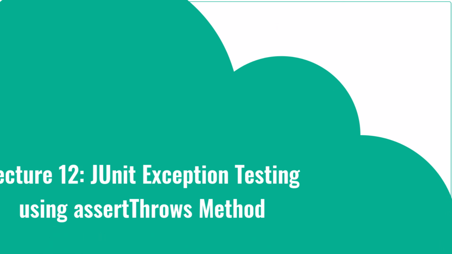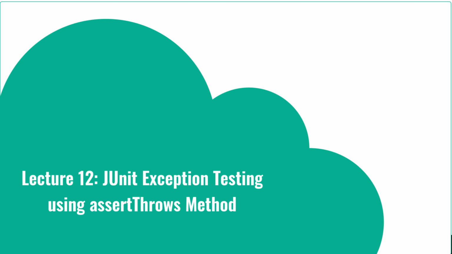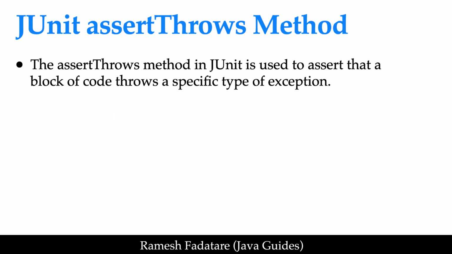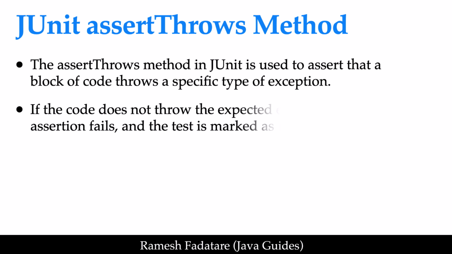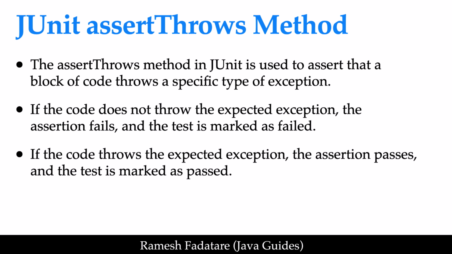Hi everyone, welcome back. In this lecture, let us take a look into the assertThrows method in the JUnit framework. The assertThrows method in JUnit is used to assert that a block of code throws a specific type of exception. Whenever you want to verify that a method throws the correct type of exception, then you can go ahead and use this assertThrows method. If the code does not throw the expected exception, the assert fails and the test is marked as failed. If the code throws the expected exception, the assertion passes and eventually the test is marked as passed.